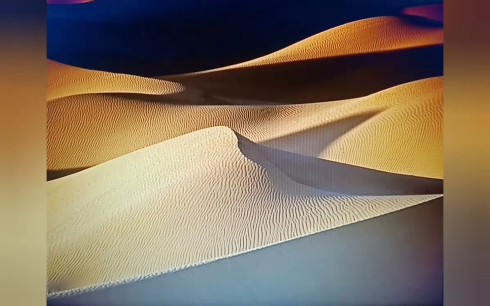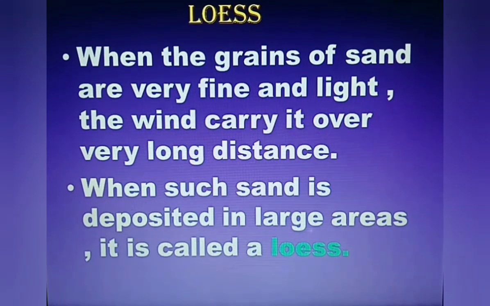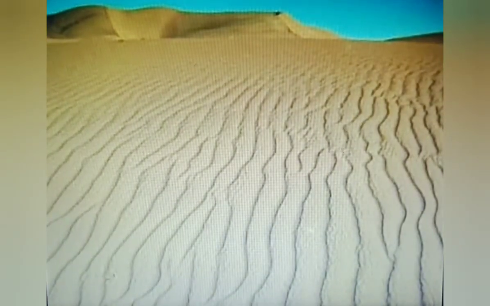How are the sand dunes different from loess? How is loess formed? When the grains of sand are very fine and light, the wind carries it over a very long distance. When such sand is deposited in large areas, not like a hill-like structure, it is called loess. You can see the picture of loess.